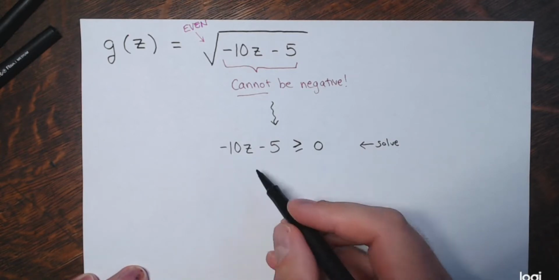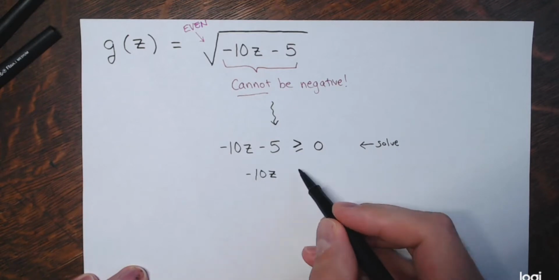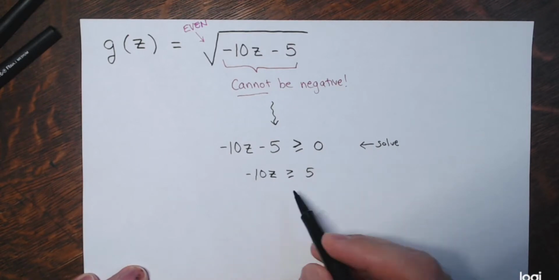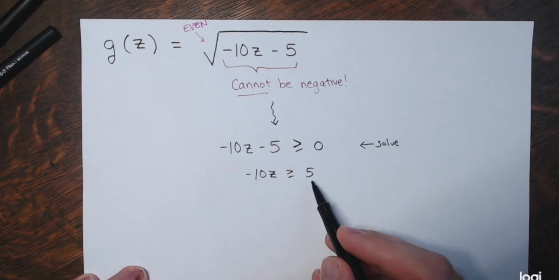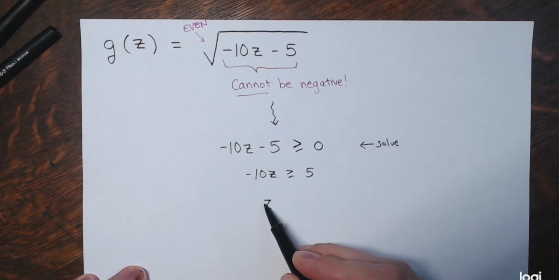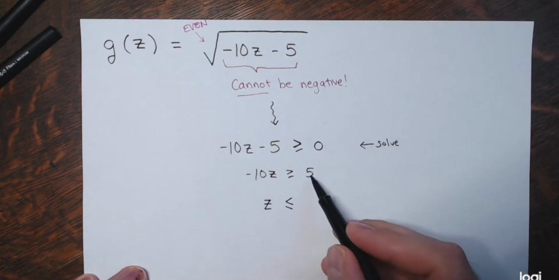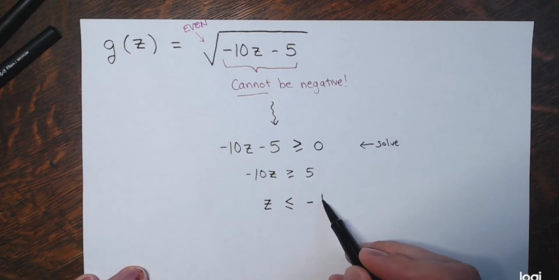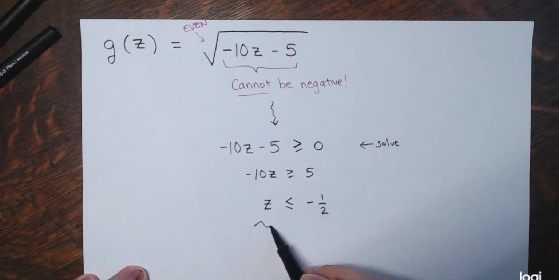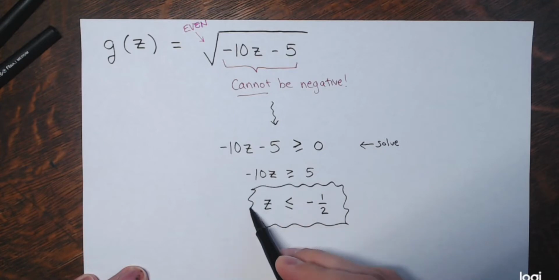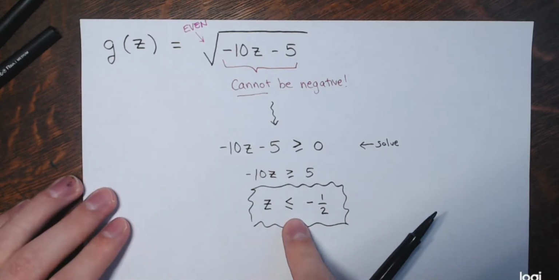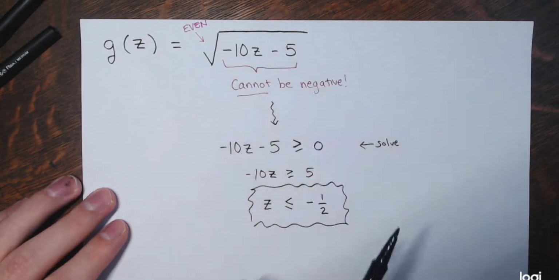So I would add 5, get negative 10z must be greater than or equal to 5. And then dividing by negative 10. Now hopefully you remember your inequality stuff. When I divide both sides by a negative, the inequality symbol will flip. So instead of is greater than or equal to, is less than or equal to. Then 5 divided by negative 10 would be negative 1/2 when reduced. And there's a description of the domain here. Here are all the numbers I can plug in for z and get a real number output.